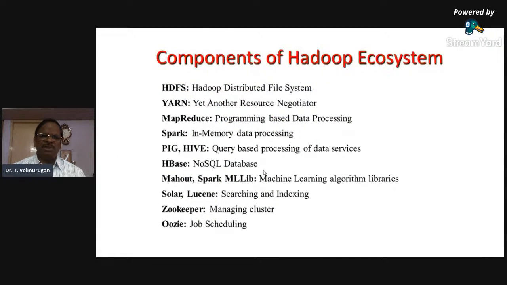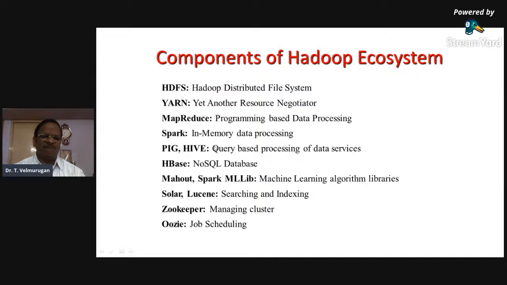What are the components of the Hadoop ecosystem? First one is HDFS, second is YARN. HDFS means Hadoop Distributed File System. YARN is abbreviated from Yet Another Resource Negotiator. MapReduce is a programming-based data processing framework.